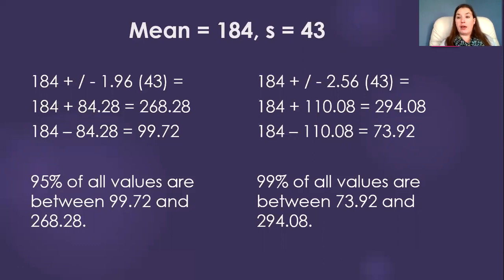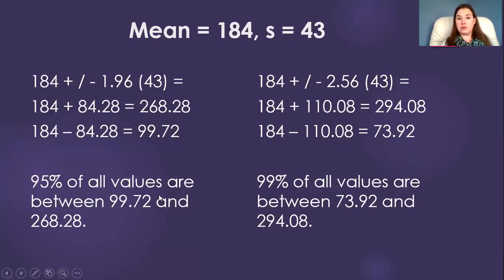So now we can say in a distribution with a sample mean of 184 and a standard deviation of 43, we are 95% confident that the population mean is somewhere between 99.72 and 268.28. 95% of all values are between this range.